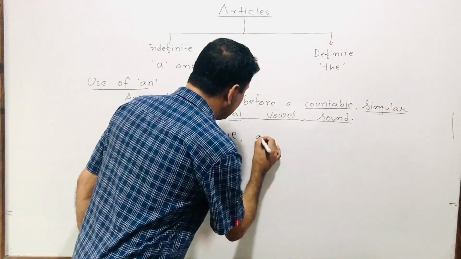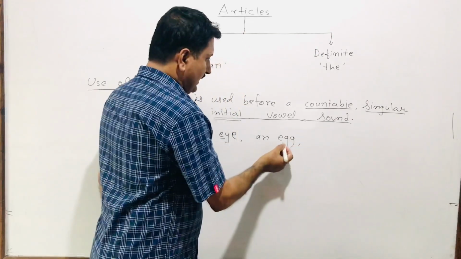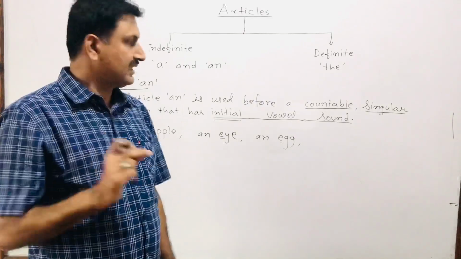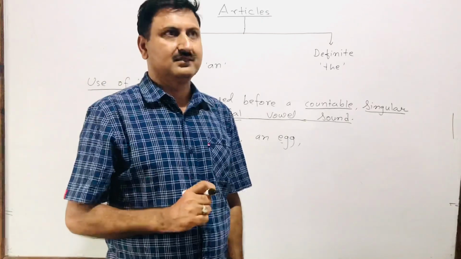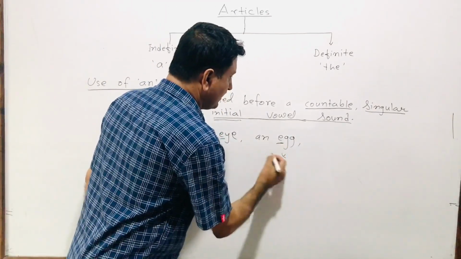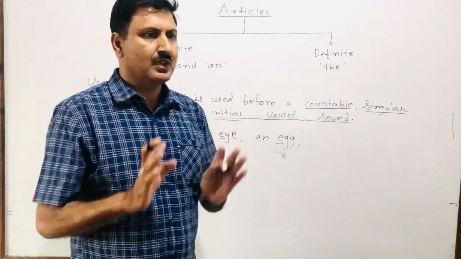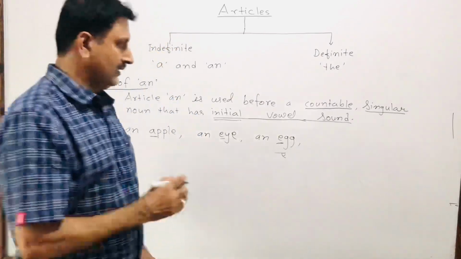An egg. Egg, we can count, countable. Egg, it is now singular. And egg, the beginning sound is a vowel sound. That is why we use article AN before egg.